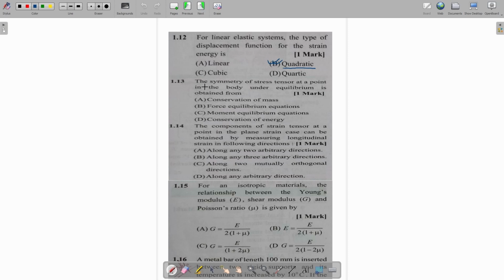Now for question number 13. The symmetry of stress tensor at a point in a body under equilibrium is obtained from which of the following? Conservation of mass, force equilibrium equation, moment equilibrium equation, conservation of energy. Now, first we need to know what is stress tensor. Actually, stress tensor is referring to the component of stresses acting in a body.